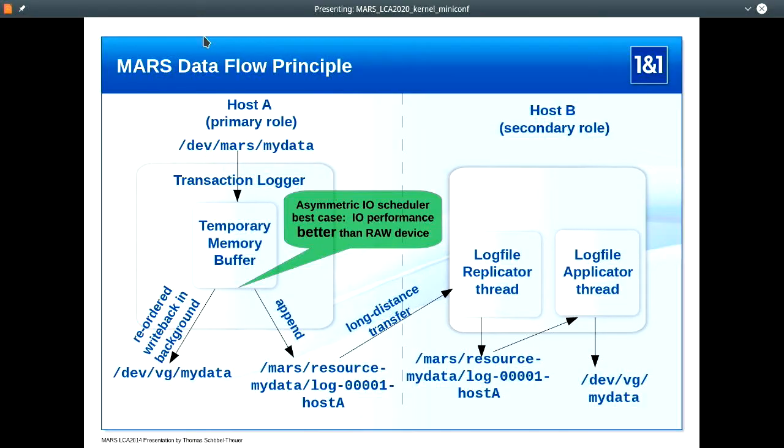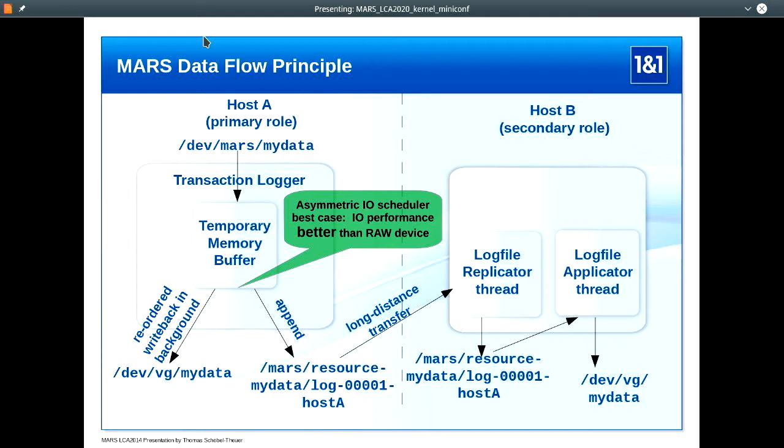Okay, now some internals of Mars for kernel hackers. Here's just a highlight. Let's explain it systematically. So we have a virtual device, /dev/mars/mydata, and the backing device is /dev/lv-mydata in the volume group. And the content is the same. This is the physical device or the logical volume to be replicated. Then you have a kernel module with a temporary kernel memory buffer. It starts with size 0 and it can grow up to a configurable limit, and if you have no traffic anymore, then it will shrink down to size 0 again. So it's a dynamic buffer.